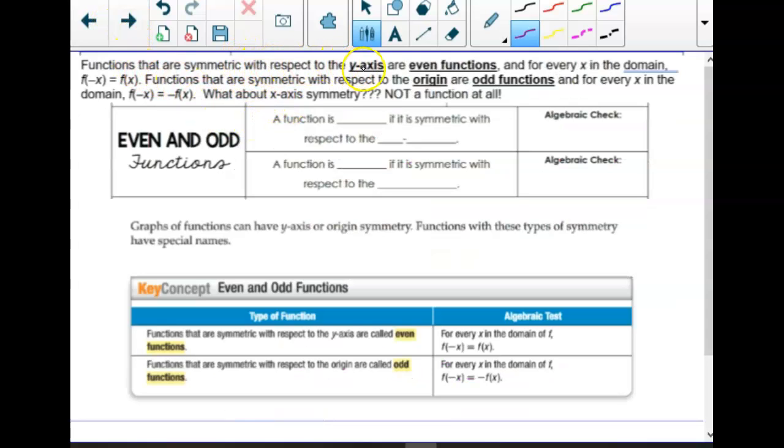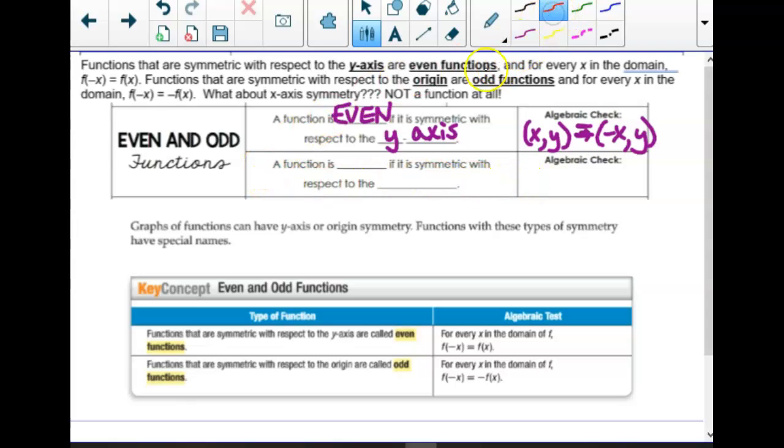Functions that are symmetric with the y-axis are called even functions. A function is called an even function if it is symmetric with respect to the y-axis. And again, the test for y-axis symmetry is to replace x, y with the opposite of x, y, and it'll stay the same. You could say those are equal.